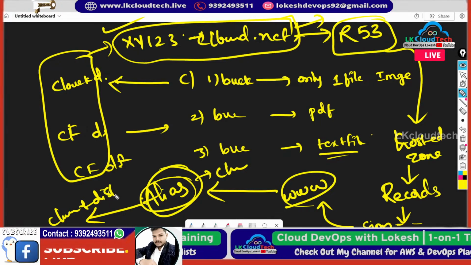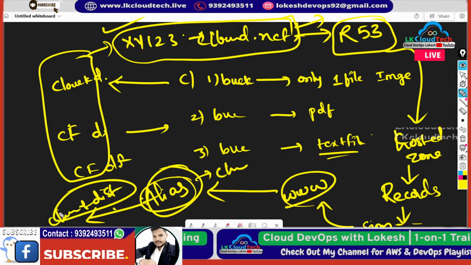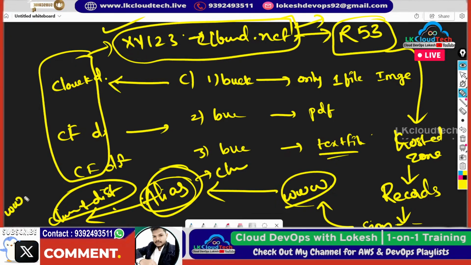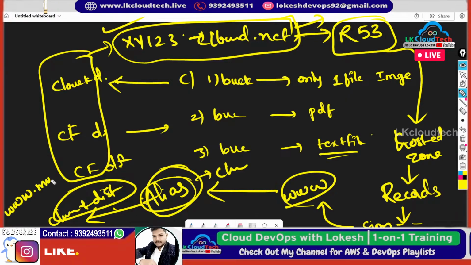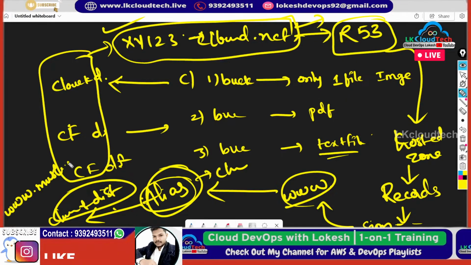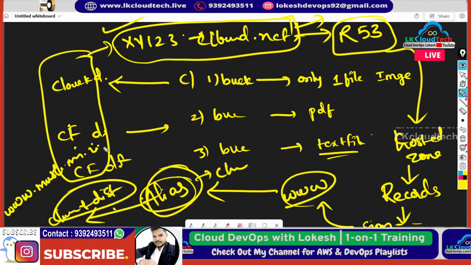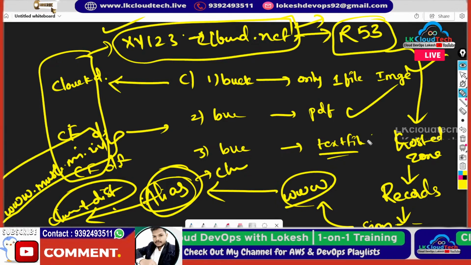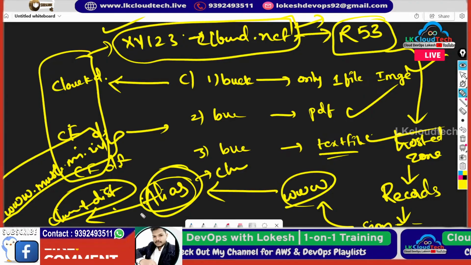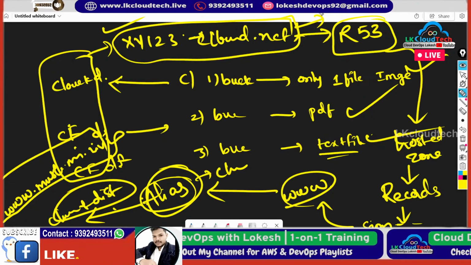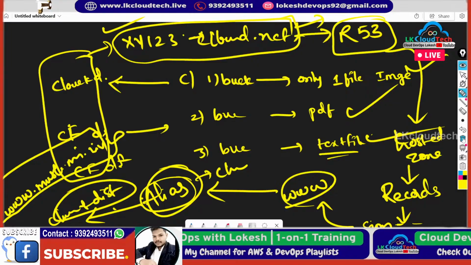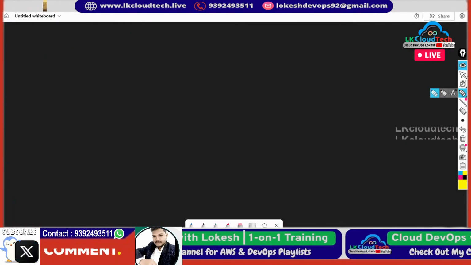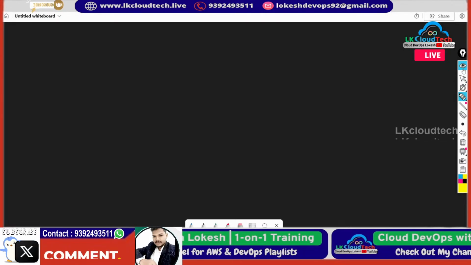CloudFront distribution. There is an option called CloudFront distribution. After that, www.muzzlemind.live. With it, you can access this image, this PDF, this text file. Clear? So these are the steps we need to follow. Clear? I will also cross check why this XML file is showing. Okay.